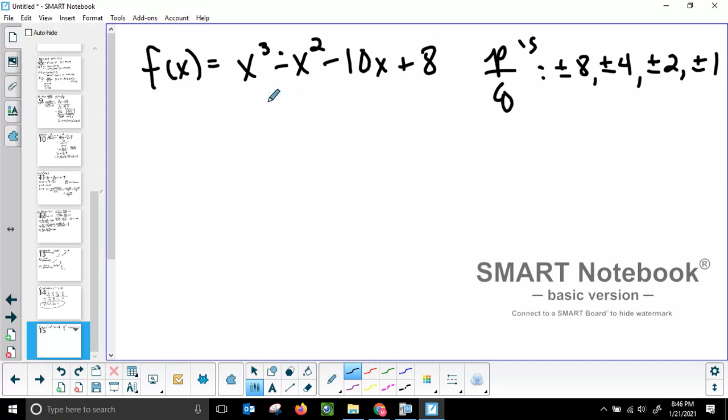Nope. Let's try 2. 8 minus 4 is 4, minus 20 is negative 16, plus 8. Nope. Negative 2, we get negative 8, minus 4, which is negative 12, plus 20, which is 8, plus 8 is 16. Nope. So let's try 4.